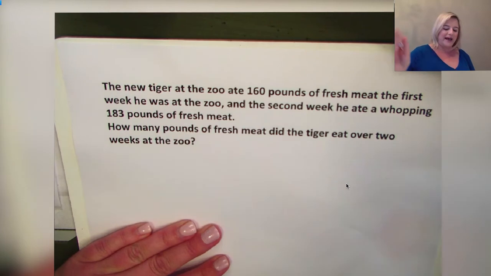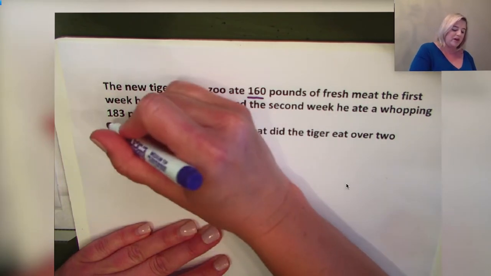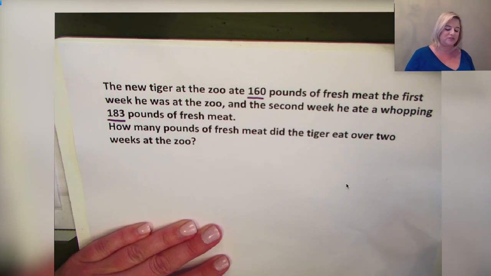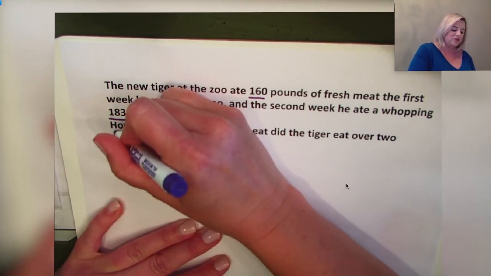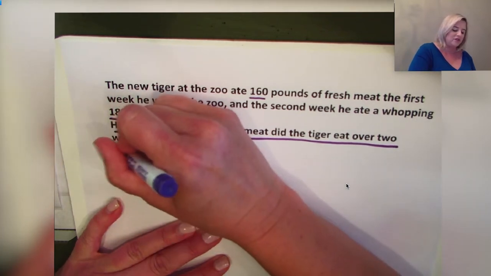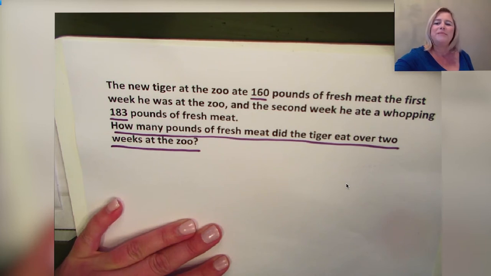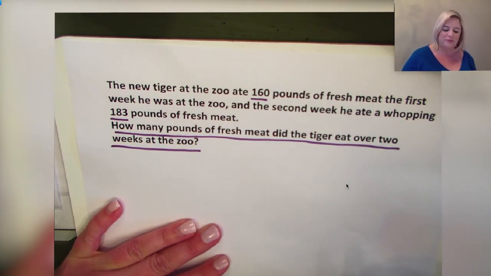Now, let's go back and look. So, the new tiger at the zoo ate 160 pounds of fresh meat the first week. The second week, he ate 183 pounds of fresh meat. And we are trying to solve how many pounds of fresh meat did the tiger eat over 2 weeks at the zoo. Now, how many pounds did he eat in the first week? Very good, 160. Go ahead and draw this on your paper.